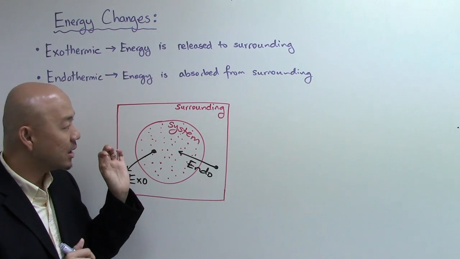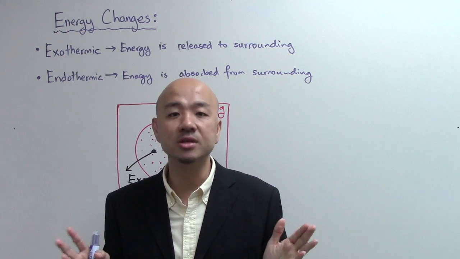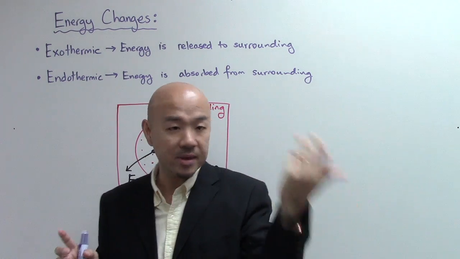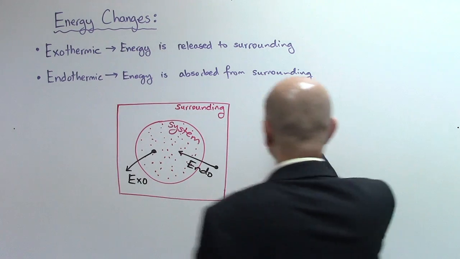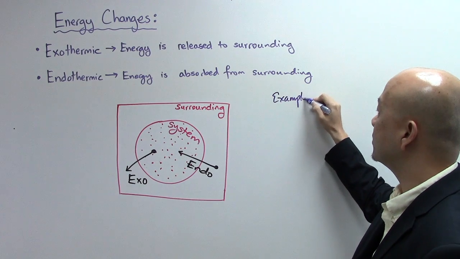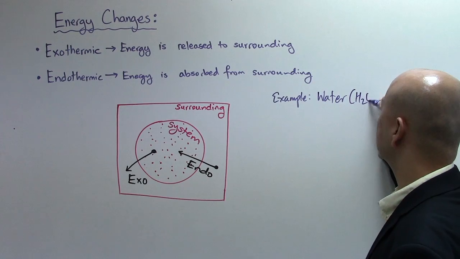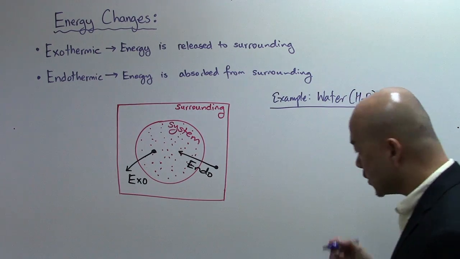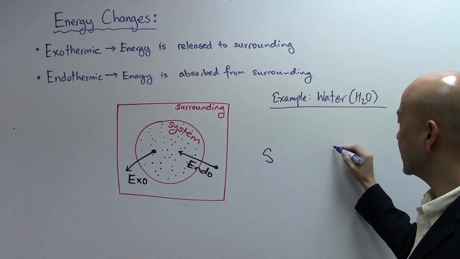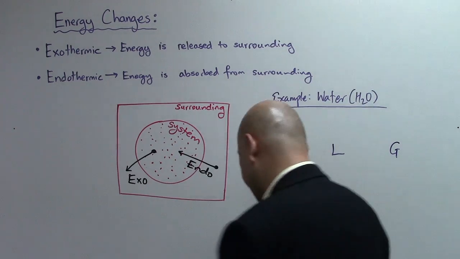Alright, now let me give you an example. Let's talk about physical state changes. Alright, the three states of matter: solid, liquid, and gas. They can change from one state to another. And I'm going to use a very easy example, and everyone knows about this. It's called water. Okay, water, or H2O, the formula. Now, we all know that water can exist in three states. So it's solid, liquid, and gas.